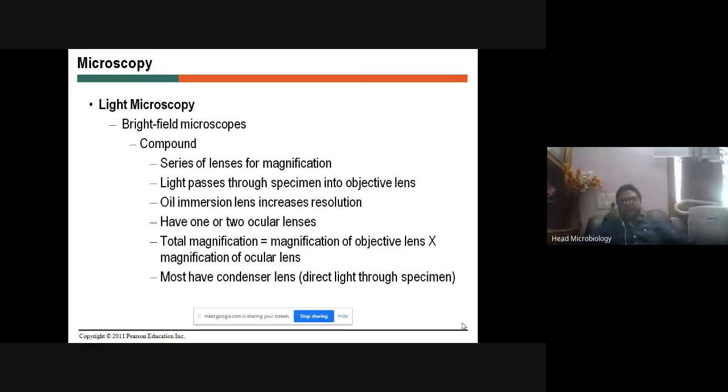Now this ocular lens, or eyepiece, will create an enhanced, further magnified image in the same direction. So overall, if you see from the ocular pieces, it appears to be in the same direction. So total magnification can be calculated by multiplying the objective lens magnification by the magnification of the ocular lens.